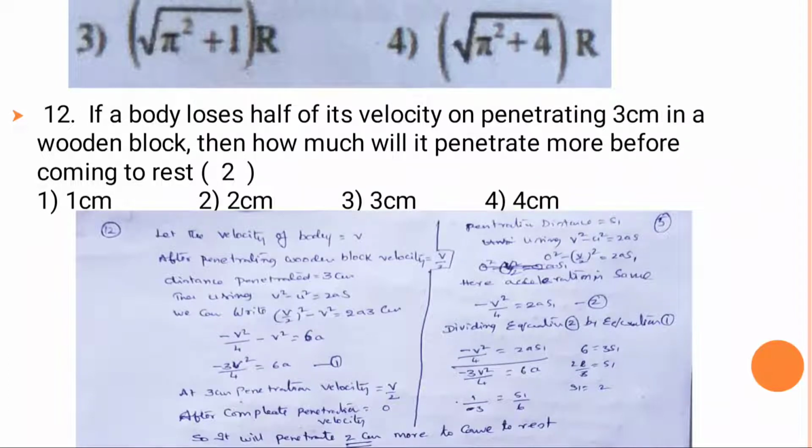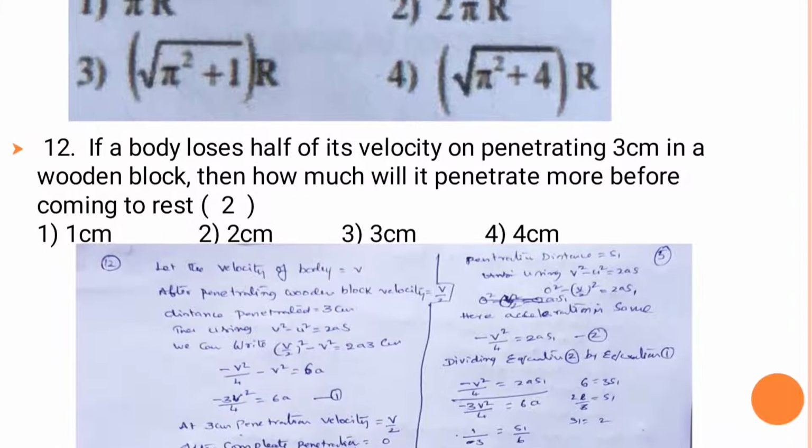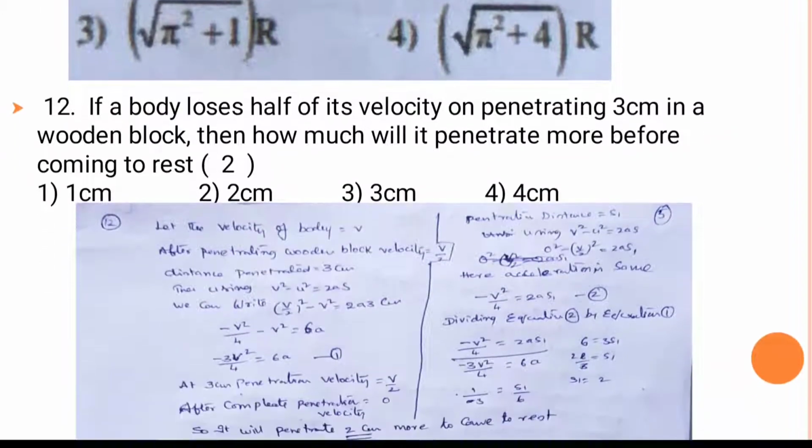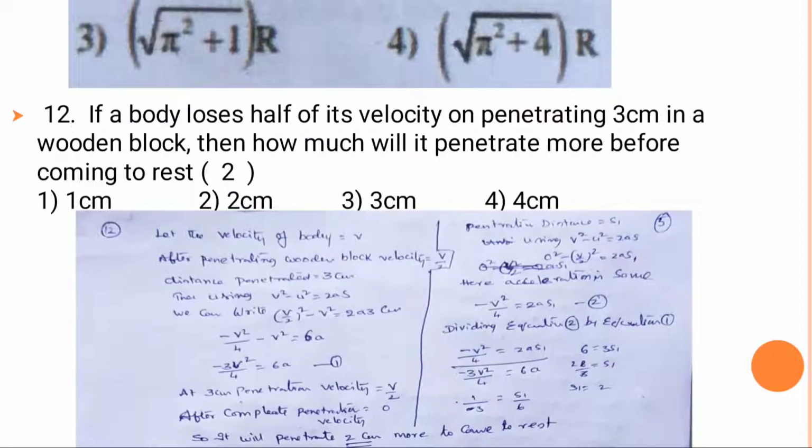The bullet or the body has penetrated into the wooden block. After penetrating 3 centimeters, it has lost half its velocity. So from this we have to calculate the acceleration. We will start with: let the velocity of the body be v. After penetrating the wooden block, the velocity will be v/2, which can be treated as the final velocity.